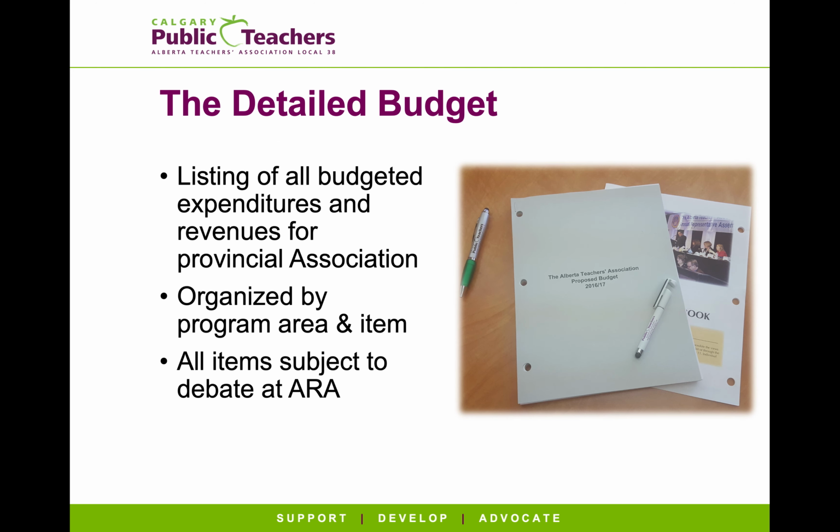The detailed budget, a hard copy of which is provided to all ARA delegates, gives a detailed listing of all budgeted expenditures and revenues for the Provincial Association, organized by program area and item. All of these items are subject to debate at ARA, while the pre-delegate meeting in February will focus primarily on the Budget Workbook, although questions about any item of the budget can be asked at either venue.